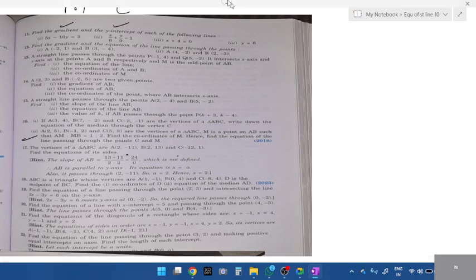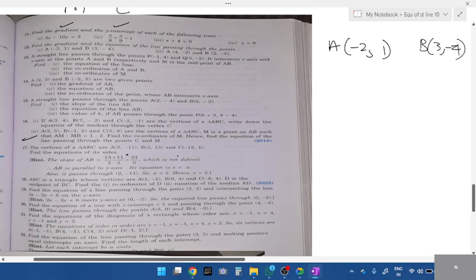Next one. Tell me the 12th one. What are the two things we need to find? Gradient and what? Equation of the line passing through 2 points. What are the 2 points given, students? A is equals to (-2, 1) and B is equals to (3, -4). What are the two things we need to find here? All of you will respond.